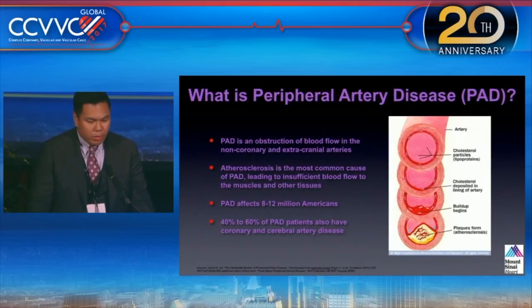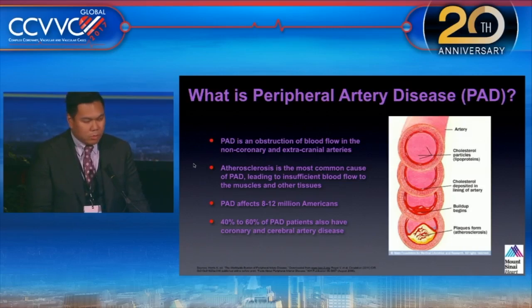So basically, to review, what is peripheral artery disease? Peripheral artery disease is an obstruction of blood flow to non-coronary and extracranial arteries, most commonly caused by atherosclerosis, which affects 8 to 12 million Americans. Not so surprisingly, 40 to 60% of patients with PAD also tend to have CAD and/or cerebral vascular disease.